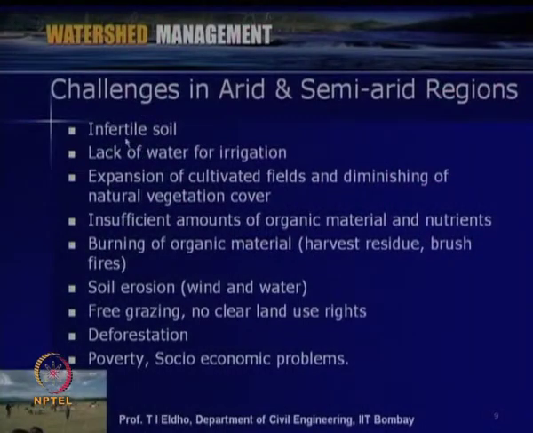Now, within this perspective of the various issues which we discussed so far in the arid and semi-arid regions, let us see what the major challenges are as far as watershed management is concerned. Some of the important challenges are listed here. The soil is infertile, there is a lack of water for irrigation, and there is expansion of cultivated land and diminishing of natural vegetation cover. In most areas, people are trying to cultivate, so the fields are in a developing stage and most of the natural vegetation is diminishing. And then there are insufficient amounts of organic material and nutrients. This creates a lot of problems as far as plant growth is concerned.